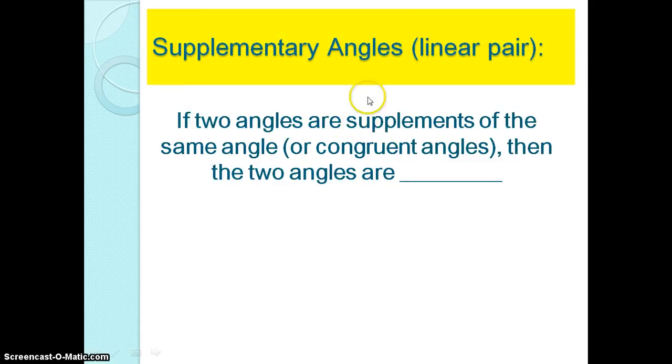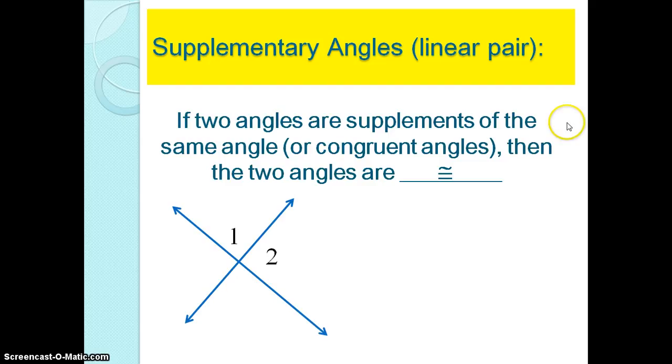Supplementary angles, which can also be called a linear pair if they're forming a straight line. If 2 angles are supplements of the same angle, or congruent angles, then the 2 angles are congruent. So let me show you a picture of what this is saying, because the picture is easier to understand. Angle 1 and angle 2 are supplementary. I know they're supplementary because they're forming a line, and a line is always 180 degrees. Angle 2 and 3 are supplementary because they are forming a line, and a line is always 180 degrees.